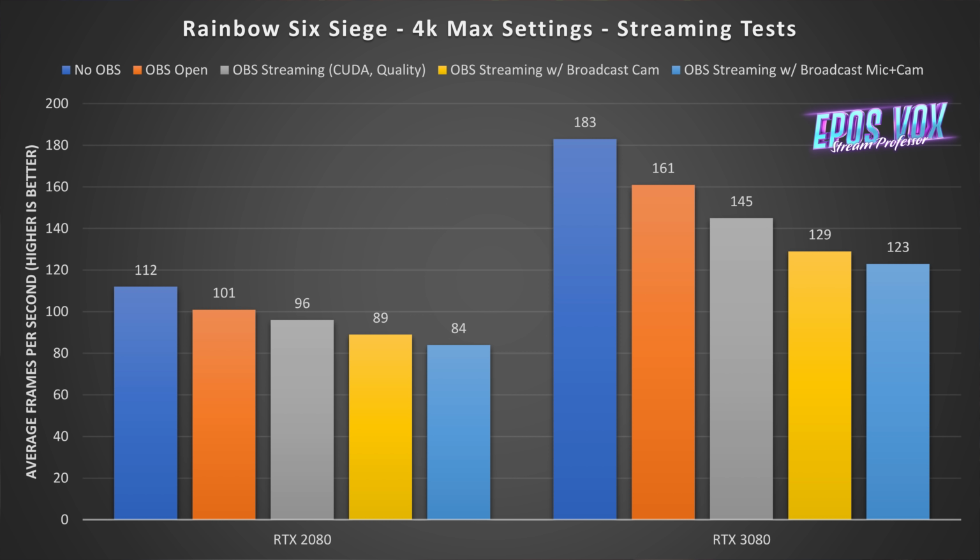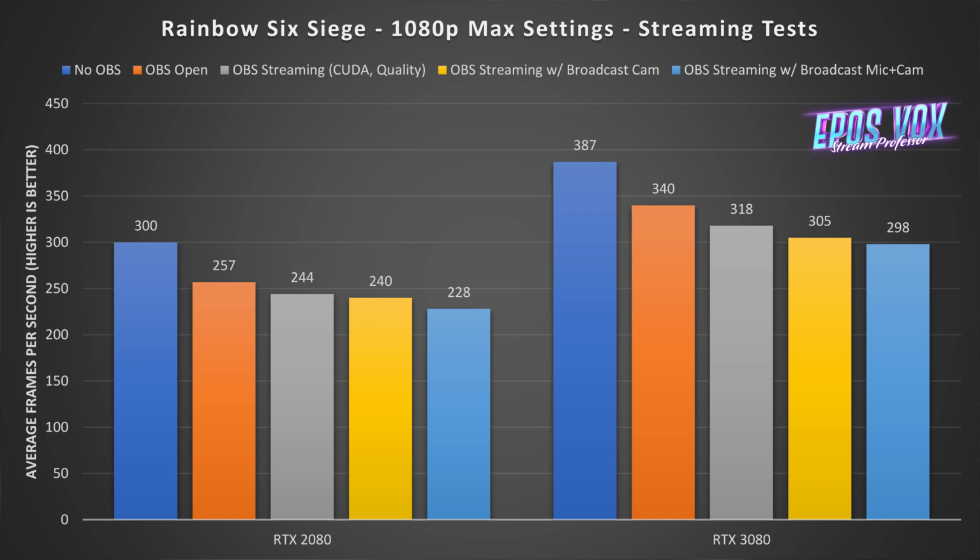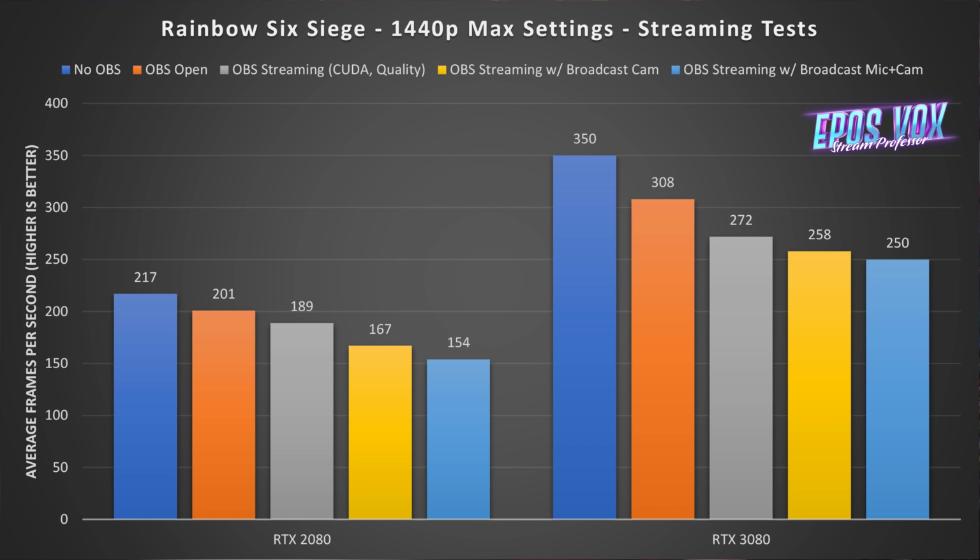Last game here, Rainbow Six Siege. At 4K 60, the 3080 saw a 15% impact with both effects, whereas the 2080 only had a 12.5% impact from both, but the frame rates that the two cards were running the game at are very different. At 1080p 240, both the 3080 and the 2080 only had a 6% impact over normal streaming, so they both tied there. And then at 1440p 144, the 3080 only had an 8% impact with both effects.